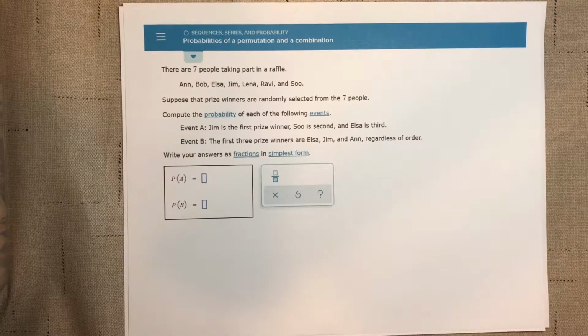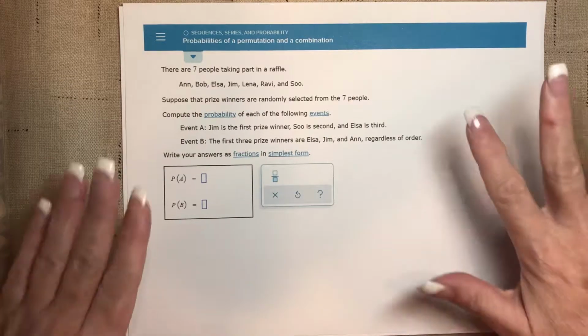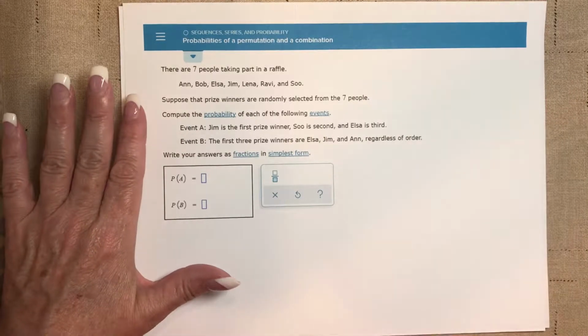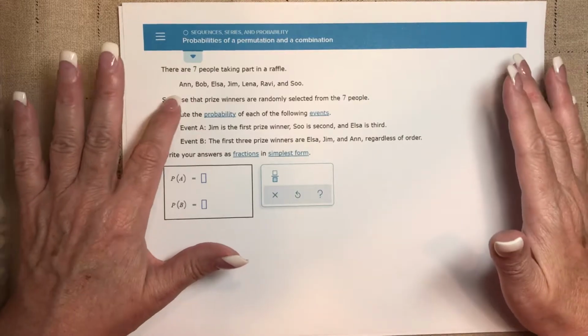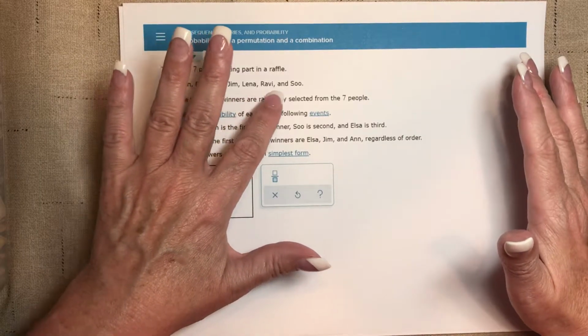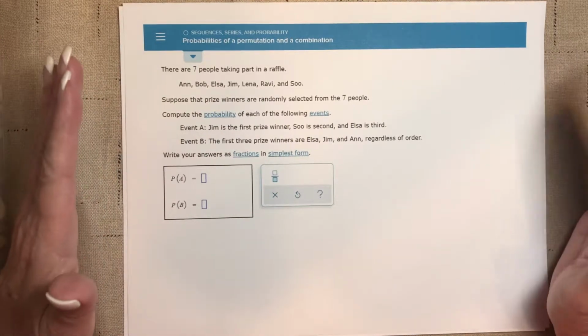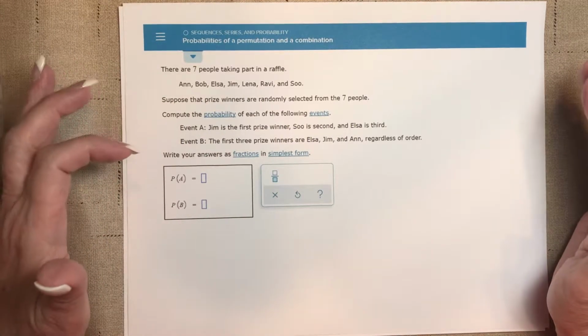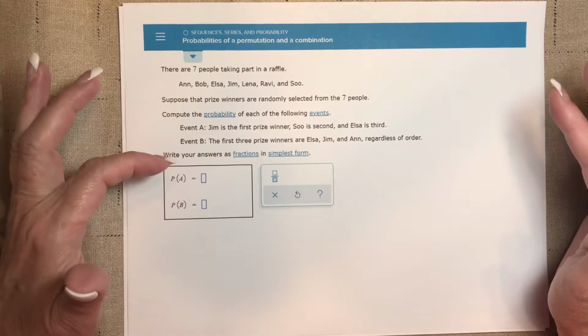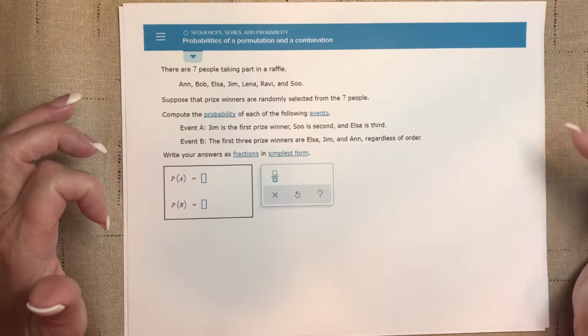Okay, this is probabilities of a permutation and a combination. The problem says there are 7 people taking part in a raffle: Anne, Bob, Elsa, Jim, Lena, Ravi, and Sue. Suppose that prize winners are randomly selected from the 7 people. Compute the probability of each of the following events.